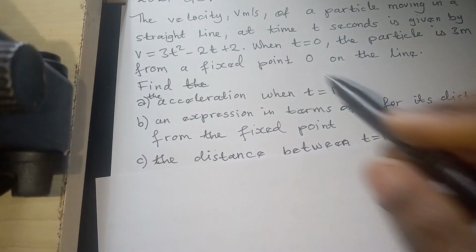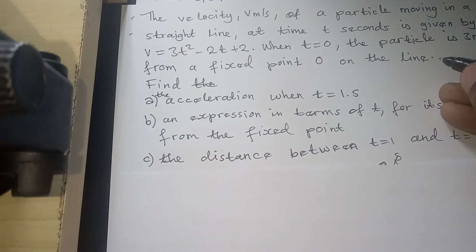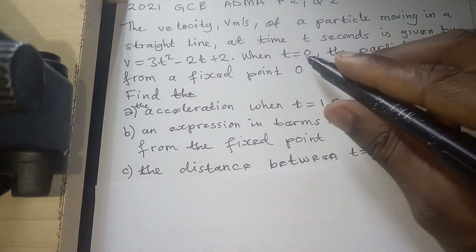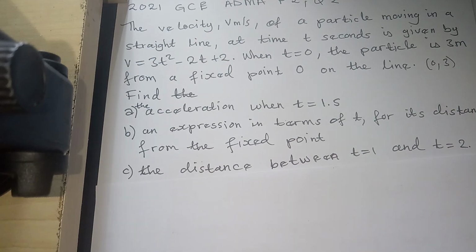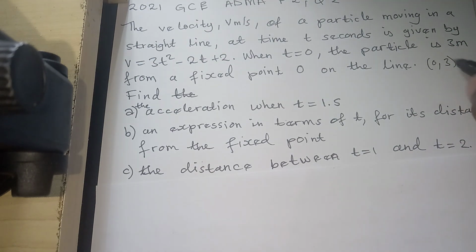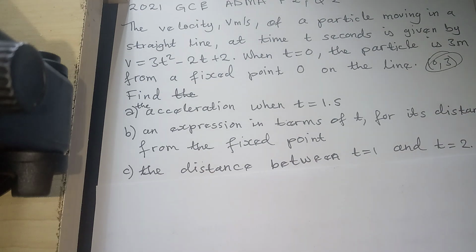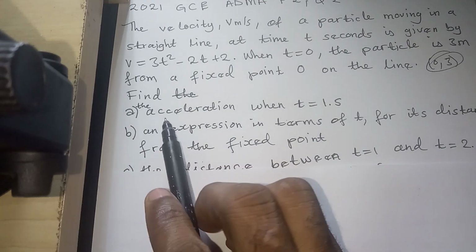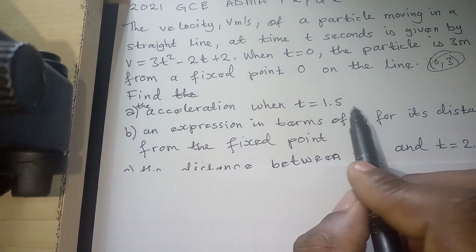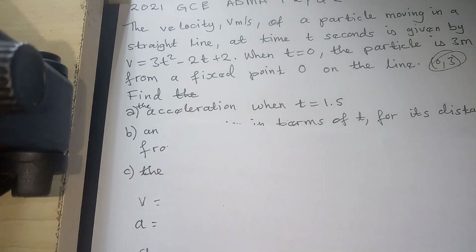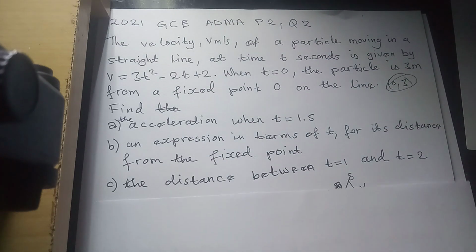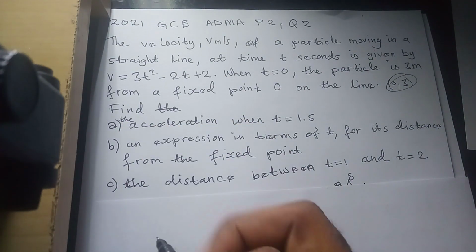So in short, this thing is passing through some point where t is 0 and then distance is equal to 3, which is (0, 3). So you should keep this one somewhere. So find the acceleration when t is equal to 1.5. To find the acceleration, we can simply differentiate this with respect to t.